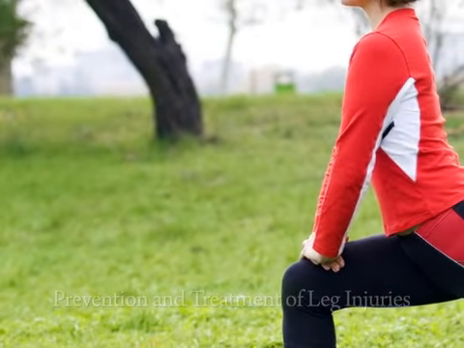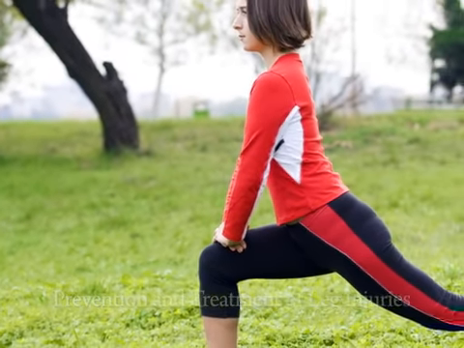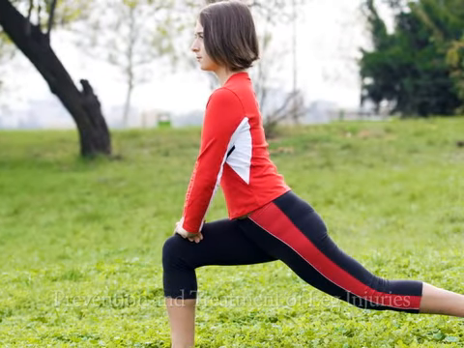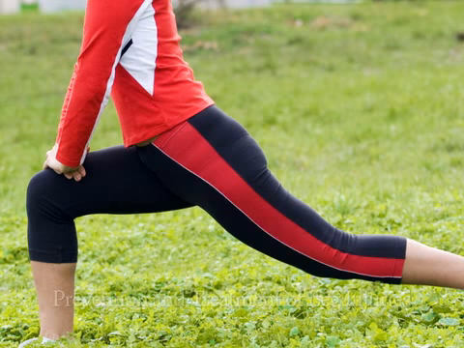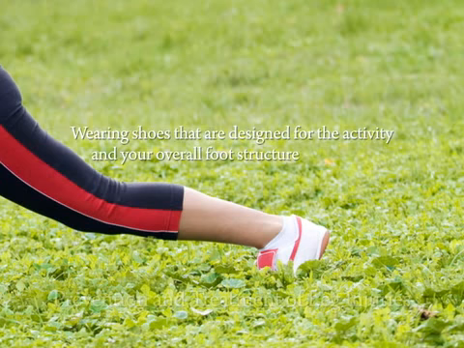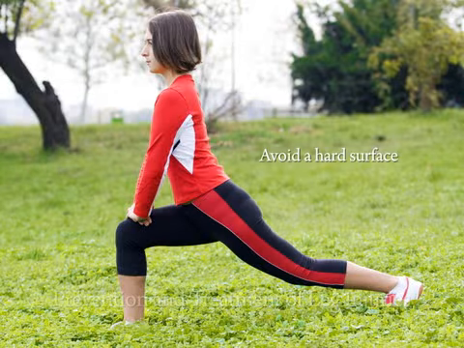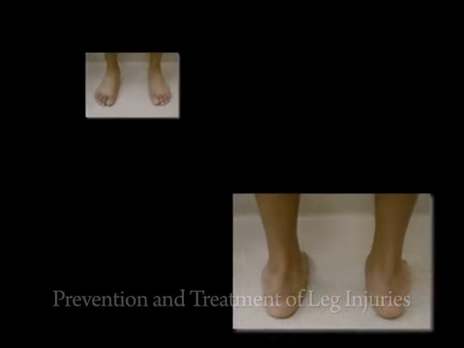This inflammation can cause pain on the outer front portion or the back inside portion of the lower leg. The best way to prevent shin splints includes proper warm-up and stretching, wearing shoes that are designed for the activity and your overall foot structure. You should always be mindful of the surface on which you are exercising and avoid a hard surface whenever possible.